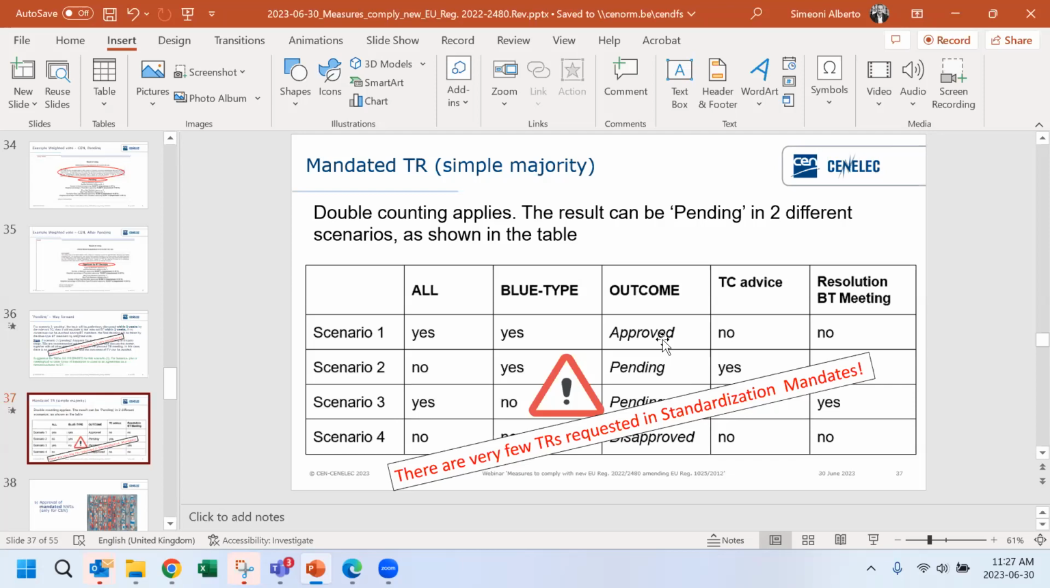I guess a tolerance for the summer period can for sure be granted, but of course I cannot promise something that has not been agreed in the CEN-CENELEC technical boards.